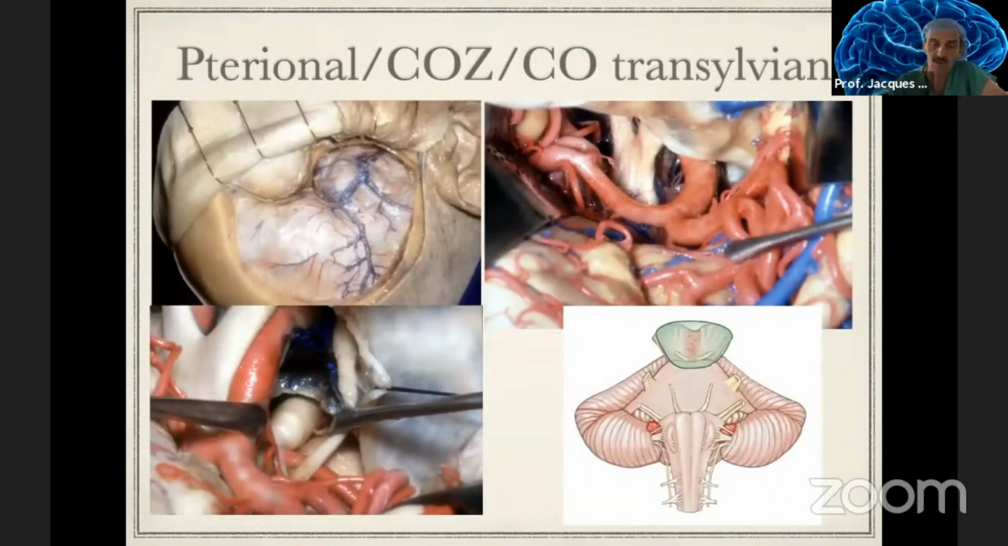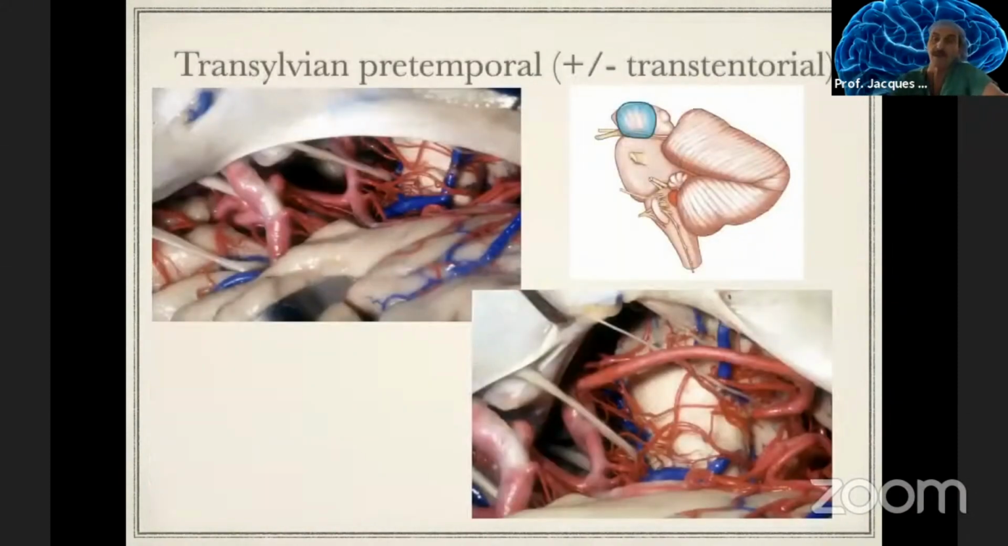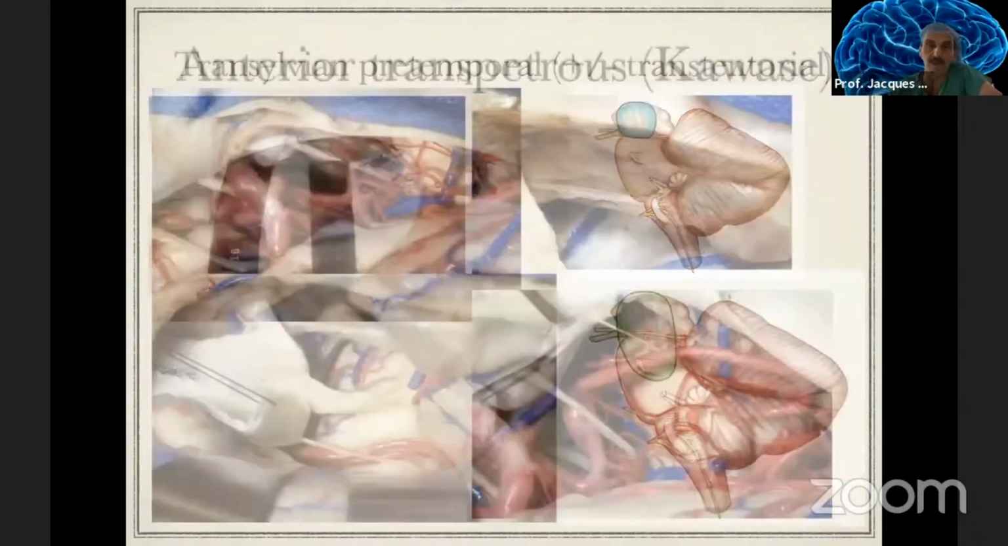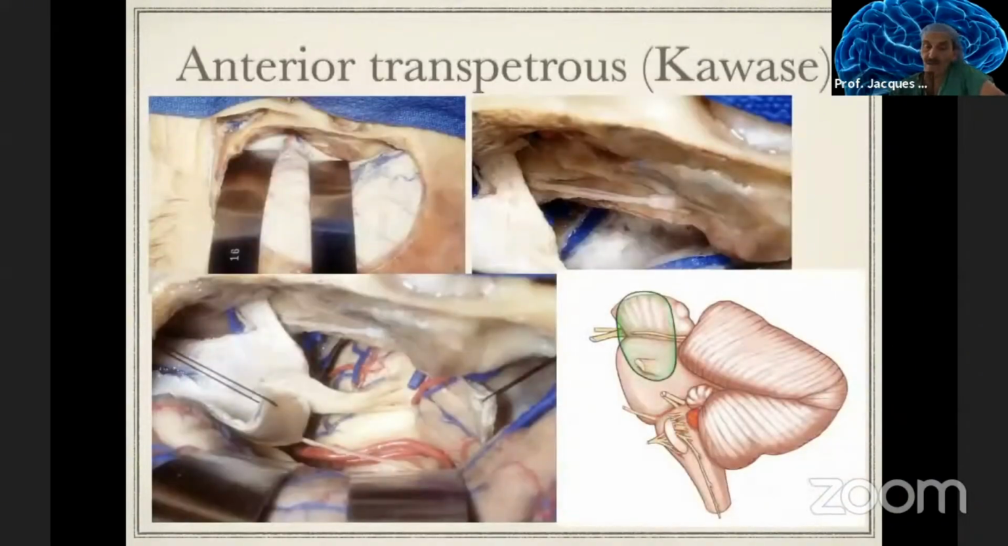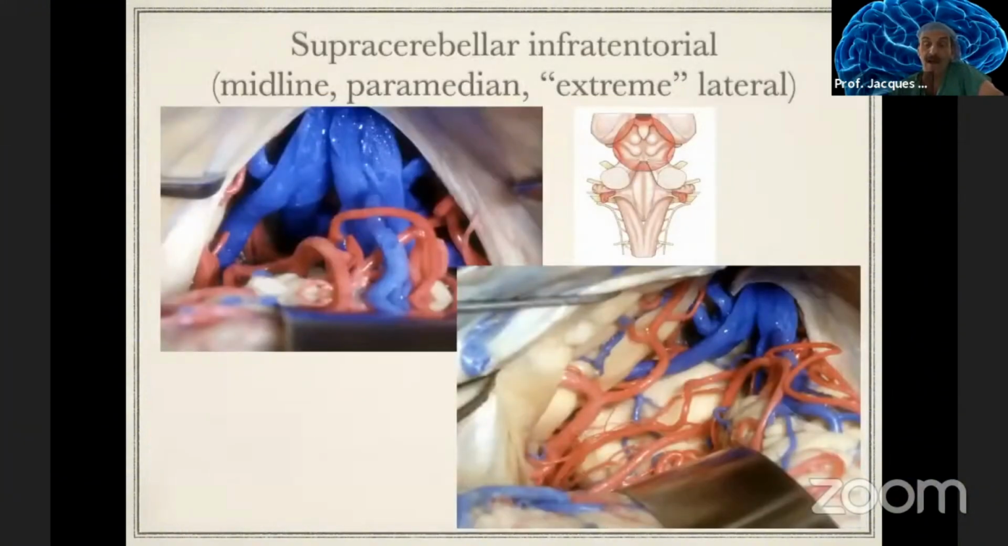These are all dissections from Rhoton. For this area in the mesencephalon, I think a pterional, sometimes a cranio-orbital approach might be useful. For the lateral aspect of the midbrain, a transylvian half and half, sometimes through the tentorium. I like the Kawase approach for the upper pons, but not below the 7th and 8th nerve. I love the supracerebellar infratentorial approach.